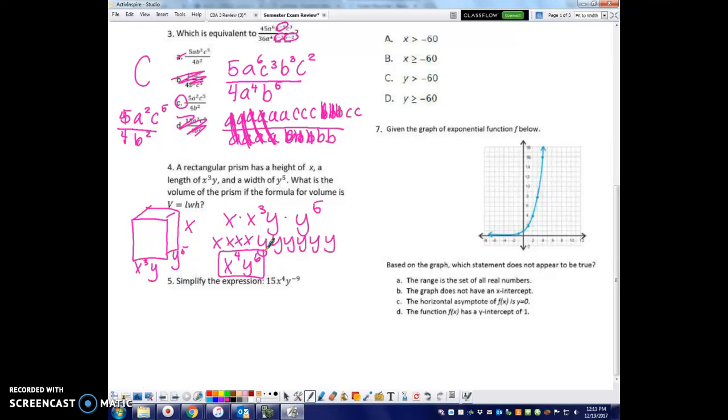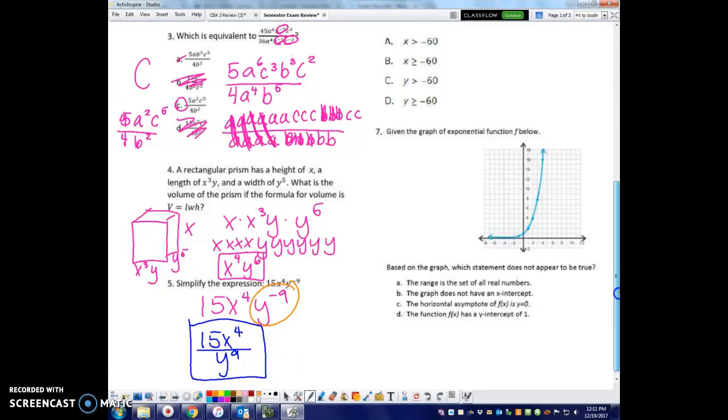Okay, number 5 says simplify the expression. So 15, x to the 4th, y to the negative 9th. Okay, what do we know about negatives? You have to put them on the bottom, right? So we'll have 15, x to the 4th, and on bottom, we have y to the 9th. Nothing can be crossed out. You can't play a matching game. That is your answer.